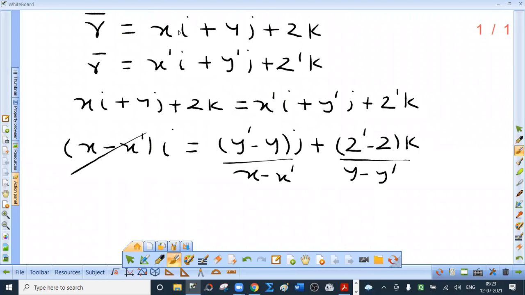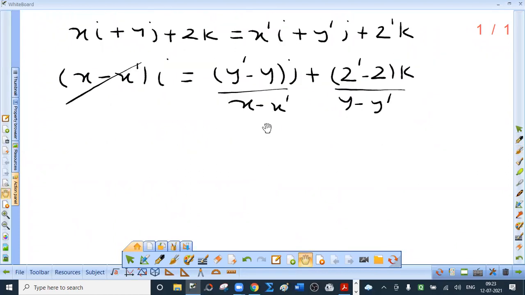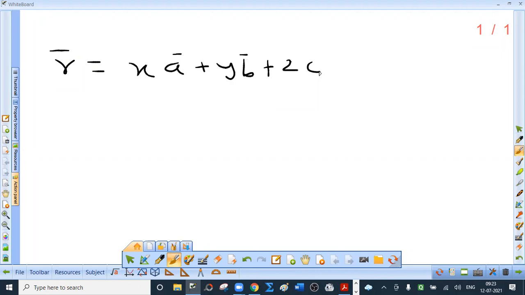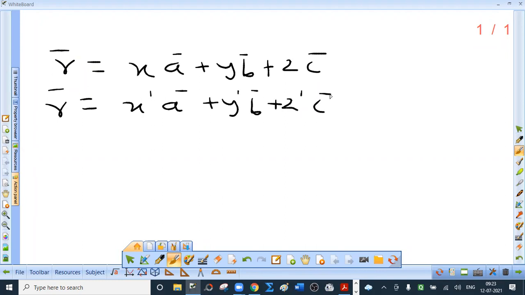I'm sorry, I should have taken A bar, B bar and C bar, because we haven't yet defined the position vector of a point in the space. So we have obtained R bar as basically XA bar plus YB bar plus ZC bar. Now I take this as R bar equal to X dash A bar plus Y dash B bar plus Z dash C bar.